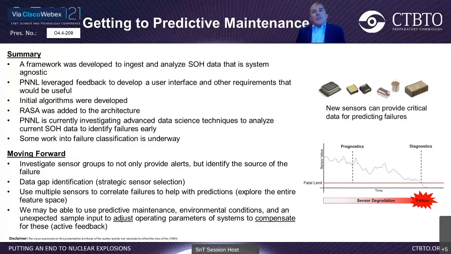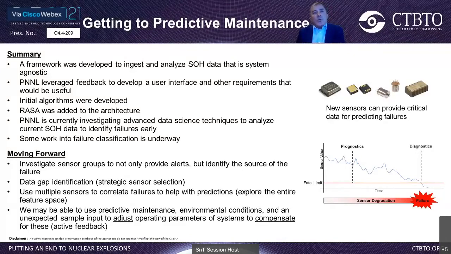I talked about predictive maintenance and how we get there. Right now, we've developed a framework that can ingest and analyze State of Health data. We've leveraged feedback from operators and experts in the field. We've developed some algorithms, mostly on the diagnostic side, and we're slowly moving over to prognostics. We added RASA to the architecture, which was really important, so we now have SANA and RASA. And we're currently looking at some data science techniques to analyze the state of health data that's available.